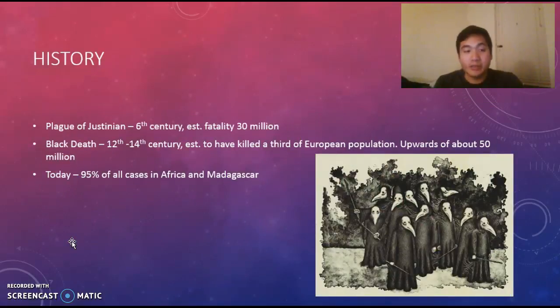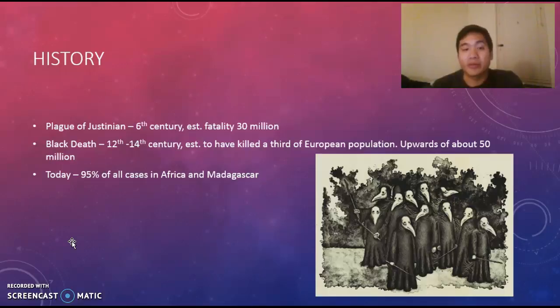So here's a little bit of history. There have been various deadly outbreaks of the bubonic plague throughout history. The first major outbreak was in the 6th century during the reign of Justinian in the Byzantine Empire. It is estimated to have killed around 30 million people and was an outbreak due to the trading of goods between neighboring nations.